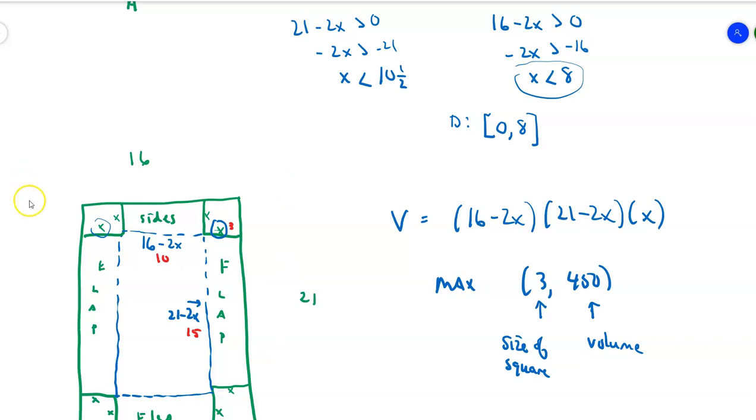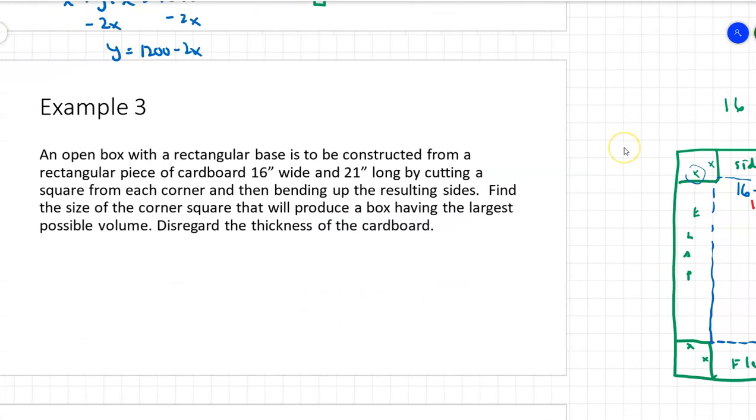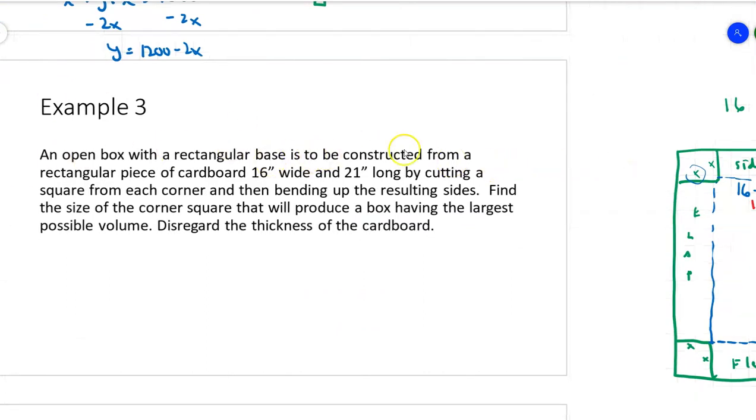Now, I got so excited about the problem that I never actually looked at the question. Maybe that's because I wrote it. I know what it says. So it says an open box with a rectangular base is going to be constructed from a rectangular piece of cardboard 16 by 21 by cutting a square from each corner and then bending up the sides. Find the size of the corner square that will produce a box having the largest possible volume. Disregard the thickness of the cardboard. Okay, so the only thing we need for the answer is that the size of the corner square should be a 3-inch square. So cut 3 inches by 3 inches off there, and you'll have the box that produces the maximum volume.